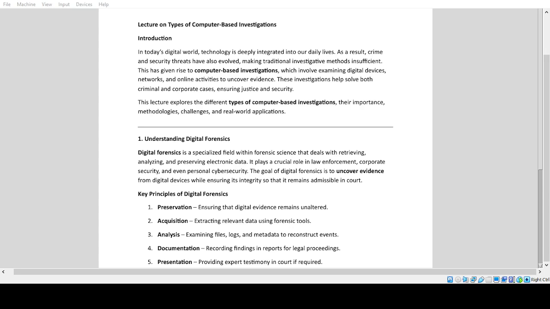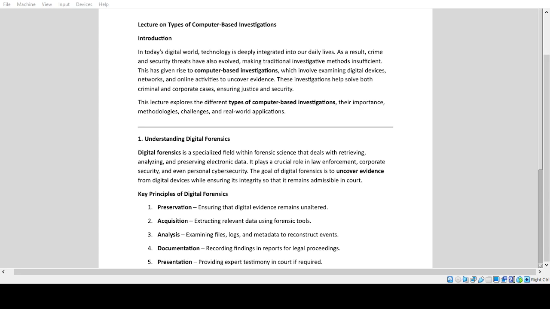This lecture explores the different types of computer-based investigations, their importance, methodologies, challenges, and real-world applications. 1. Understanding digital forensics. Digital forensics is a specialized field within forensic science that deals with retrieving, analyzing, and preserving electronic data. It plays a crucial role in law enforcement, corporate security, and even personal cybersecurity.